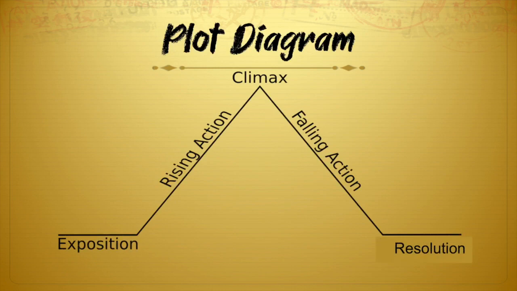So how does the plot diagram look like? Well, it looks like a mountain. We have the exposition at the beginning, then the rising action, then the climax, you reach the top, then the falling action, and the resolution is the end of the story.